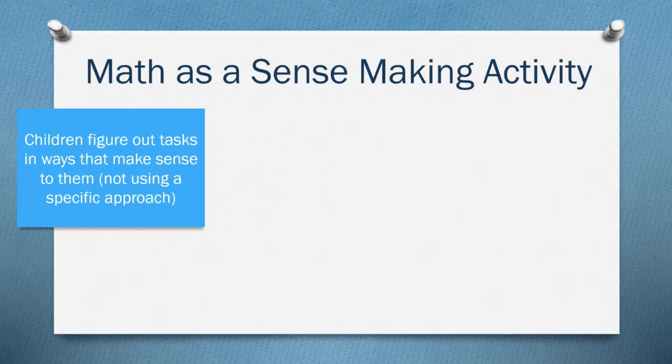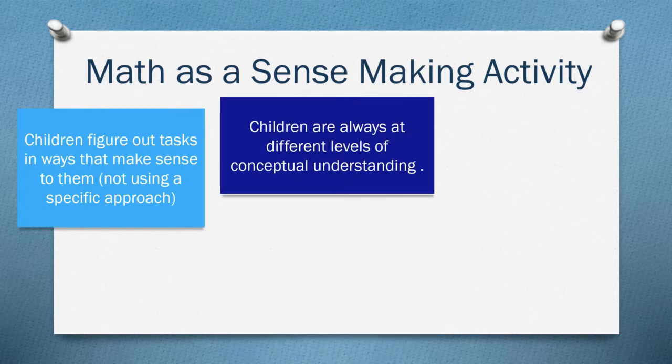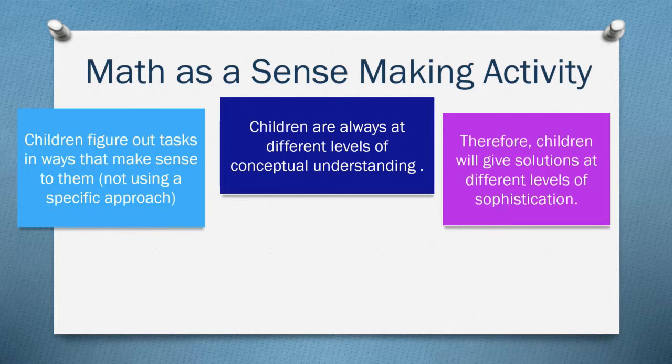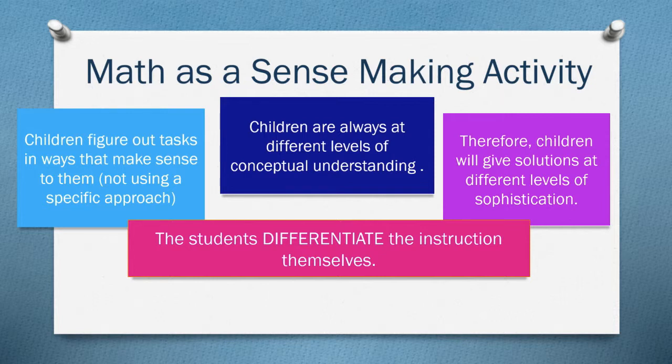We always have children in our classes at different levels of conceptual understanding of number. Consequently, children give solutions at different levels of sophistication. This rich variety is powerful because children don't attempt to use methods that are beyond what they can understand. Rather, they begin to take over methods that are just beyond what they've been doing. So in this way, they gradually advance in their level of sophistication on their own. That is, students differentiate the instruction themselves.